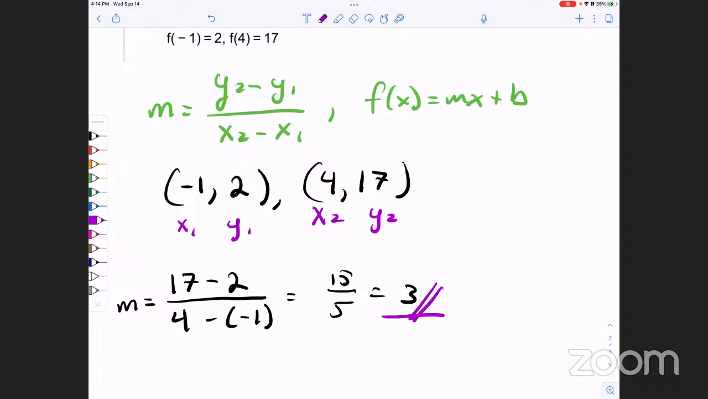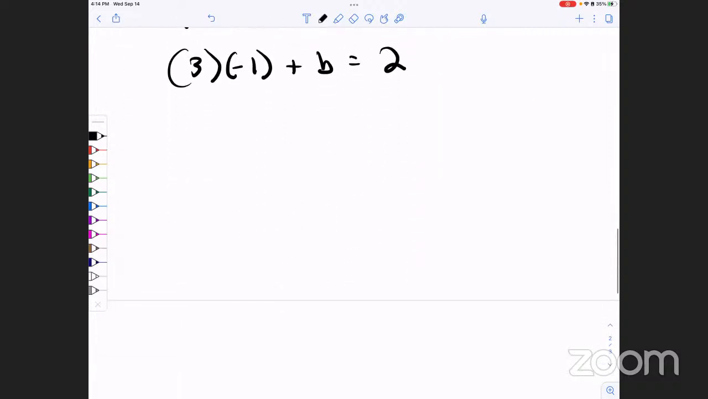And as usual, if anything is not clear, feel free to unmute yourself to get my attention or type in the chat. I check the chat periodically. So then we want to go back and find our y-intercept. I'm going to use that first point. It just looks like less of a headache than the second piece of information. So with our slope being 3, when x is -1, y is 2, we're solving for b. So then b equals, add 3 to both sides, 5.